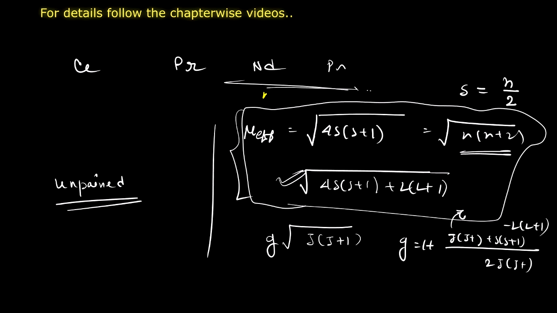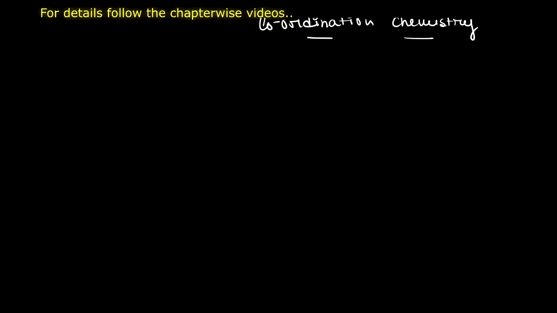Next, coming to coordination chemistry. From coordination chemistry, what are the basic things we have? The nomenclature. Nomenclature means, suppose any name is given, and from the name you have to draw the structure, or any structure is given, and from this you have to write down the IUPAC nomenclature. This is the nomenclature part.